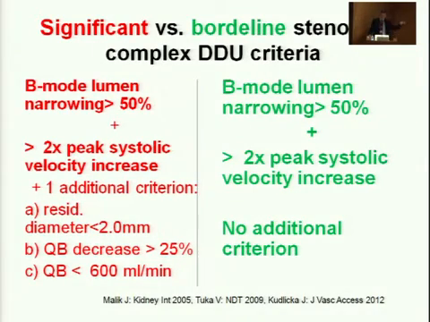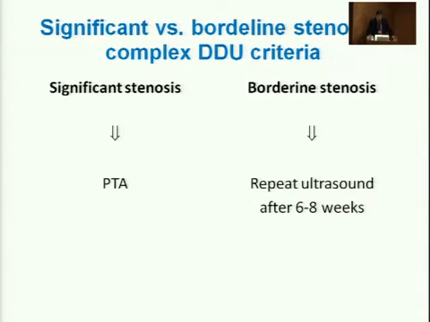So we use, as was already mentioned here, so I will not go into details, for the significant stenosis, we ask for at least one additional criterion, while if there is only velocity increase and narrowing, we call it borderline stenosis and recommend early ultrasound follow-up. And there are many patients who have borderline stenosis for a couple of months without any necessity of treatment.